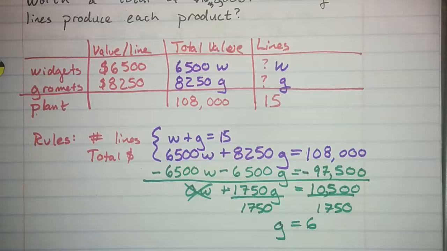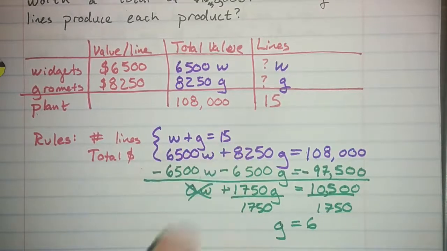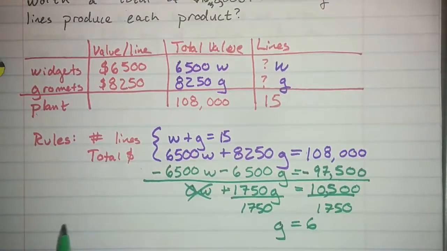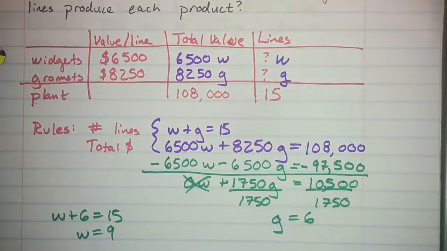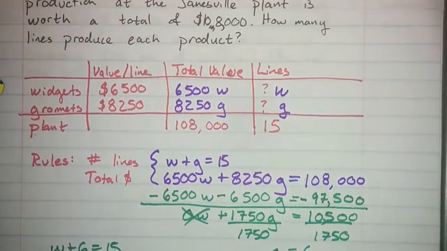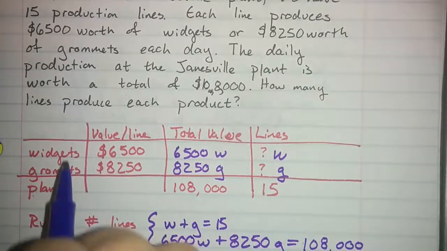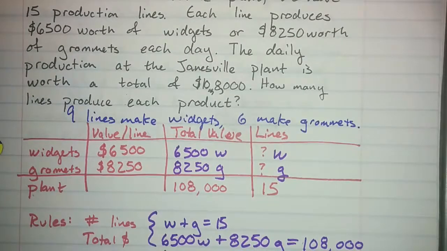Whew, after all those big numbers, right? Guess which equation I'd rather use to find W? That's right, this one, of course. So let's see. W plus 6 equals 15. Subtract 6 from both sides, and I get W equals 9. All right, I think that solves the system. I think we're ready to answer the question. All right, I think the answer to our question is 9 lines make widgets and 6 make grommets.